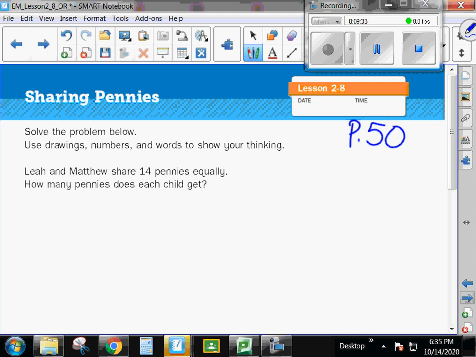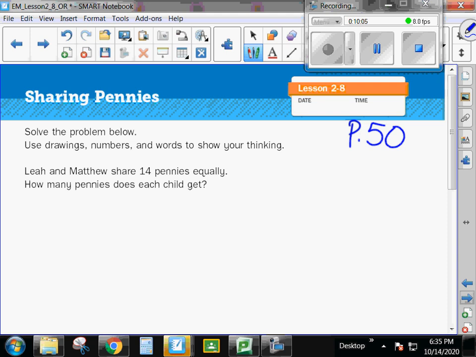I want to challenge you to really represent this problem with pictures, numbers, and words so that if another teacher walked in the room and they didn't even see the problem, they didn't even read the problem, I want them to be able to look at your work and know exactly what's going on. So I want you to have really good pictures and really good representations. Okay? All right. So here's the problem.